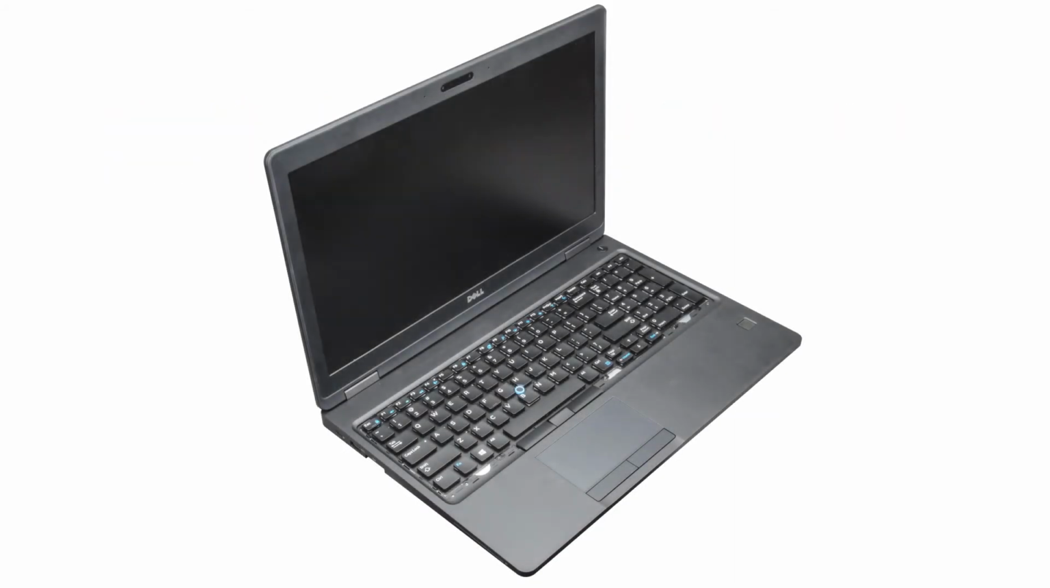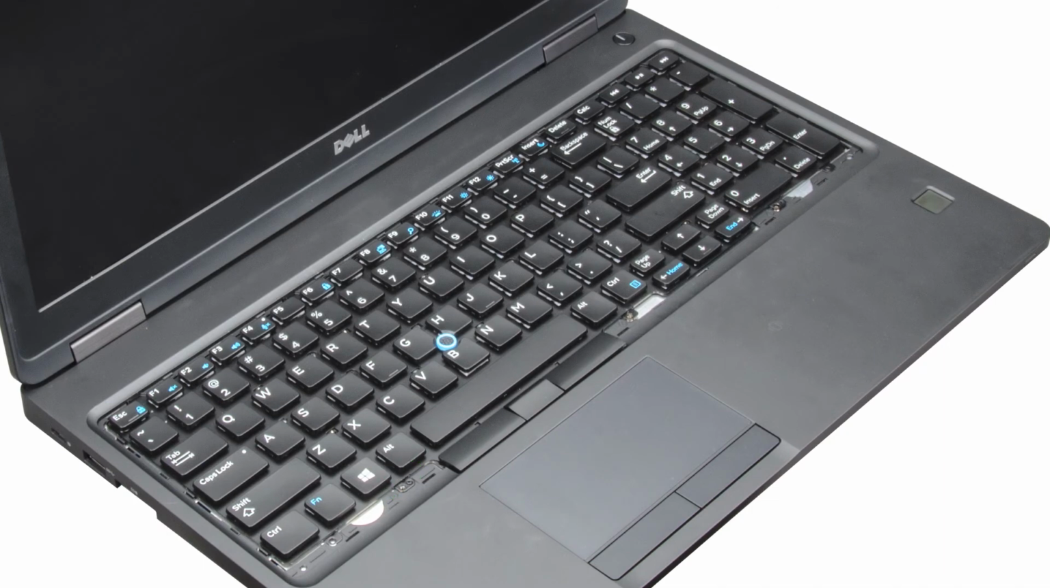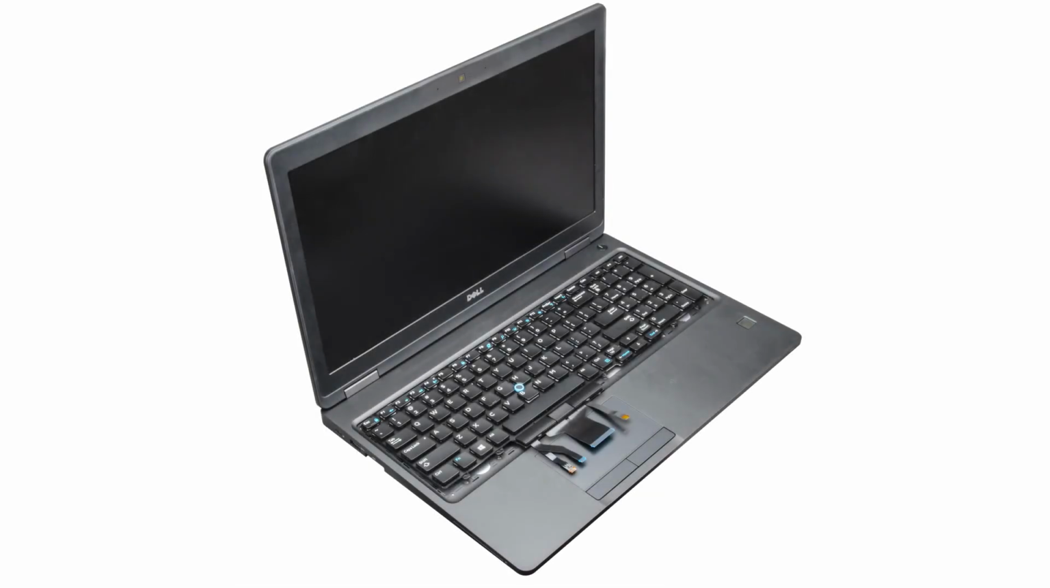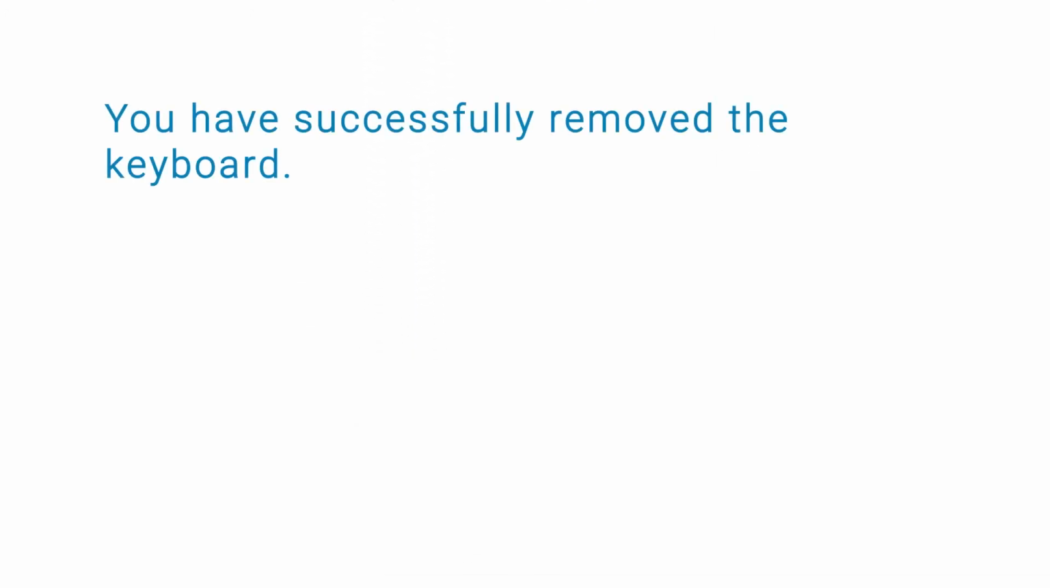Now, gently turn over the system and open the laptop in front view mode. Remove the 6 screws that secure the keyboard to the system. Then push the keyboard from the bottom and lift it from the system along with the keyboard cable and the keyboard backlight cable. You have now successfully removed the keyboard.